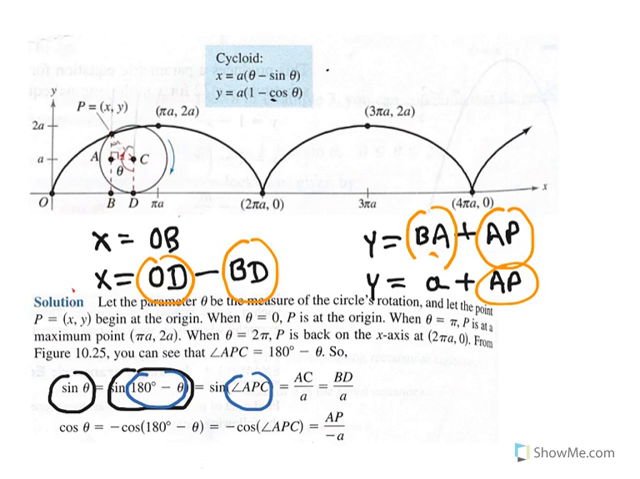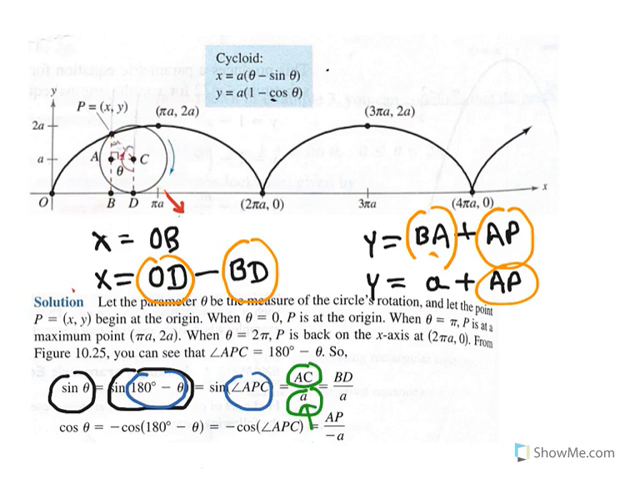And now we can use right triangle trigonometry. How do you find the sine of angle APC? The sine of angle APC using right triangle trigonometry is the length of the opposite side, which would be the distance from A to C, over the length of the hypotenuse, which would be the distance from P to C. But P is on the circle and C is the center of the circle, so the distance from P to C is, in fact, the radius of the circle, which is a.